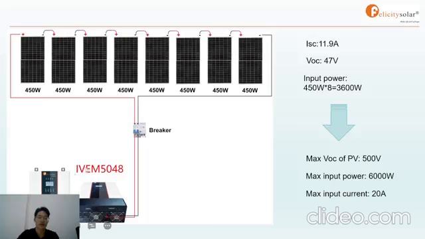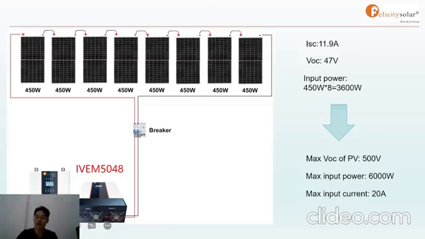This is the IVEM, our inverter. It has the built-in MPPT solar charge controller, and the right side is the basic data of this system. You can see there are 8 panels, each panel has maximum 450 watt power. That's the data. The ISC, the short circuit current, is 11.9 ampere, and the VOC, the open circuit voltage, is 47 volts.